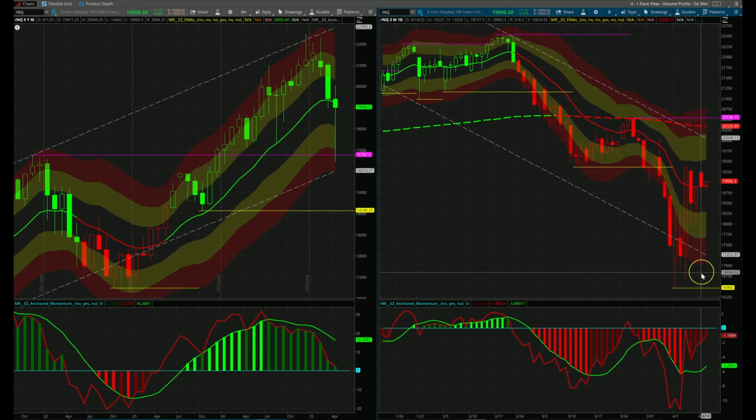Now, psychologically, if you were in at 19 and now you're down at 16.5, you're looking at what? 2,500 MNQ would be $5,000. So you're talking 50 grand on NQ. Whew. Gets a little rich for my blood.